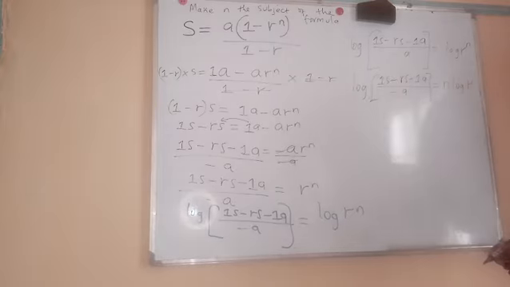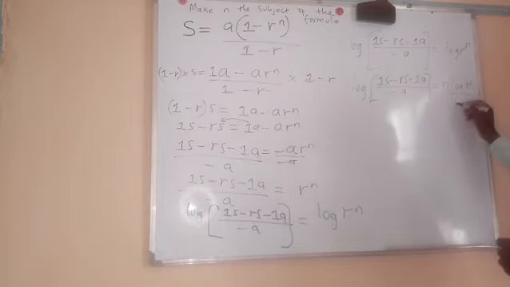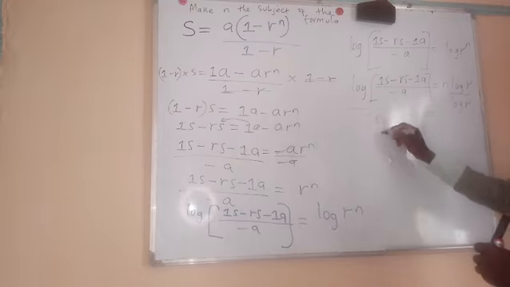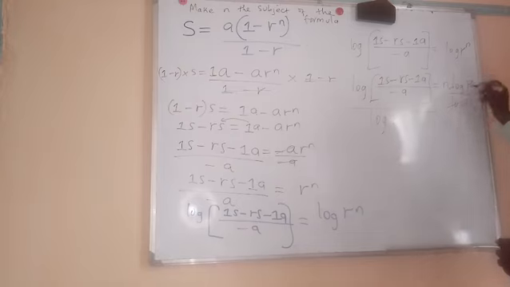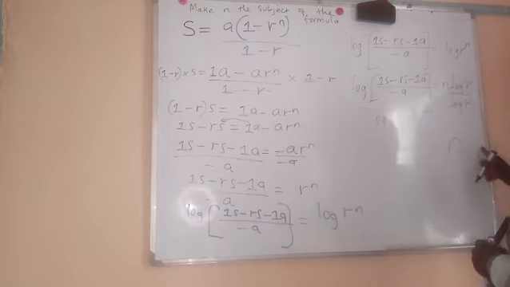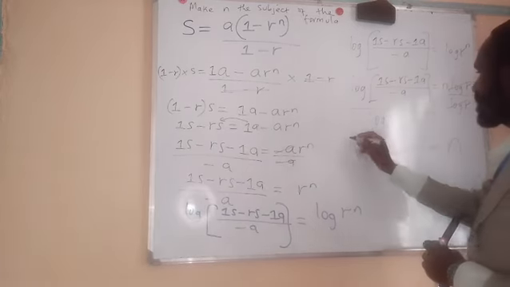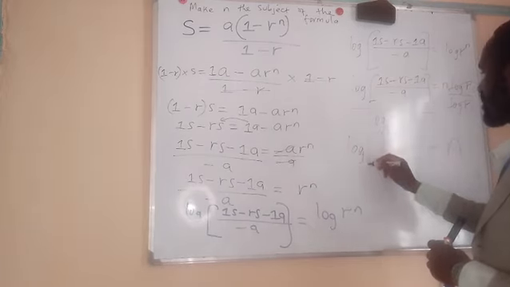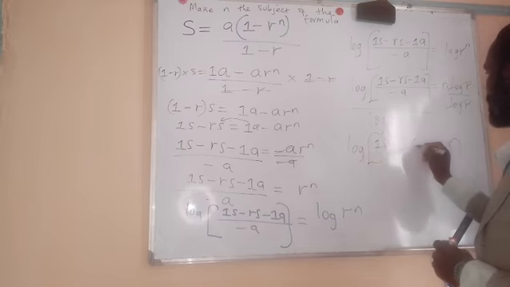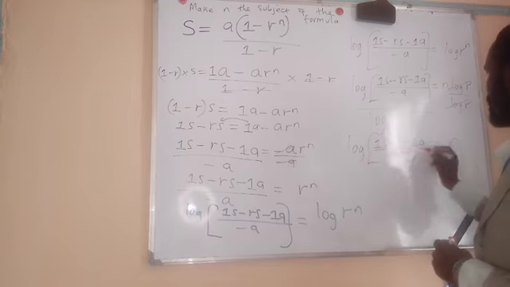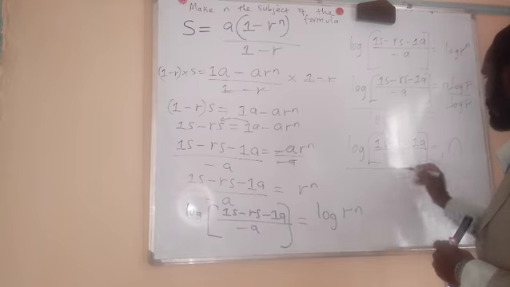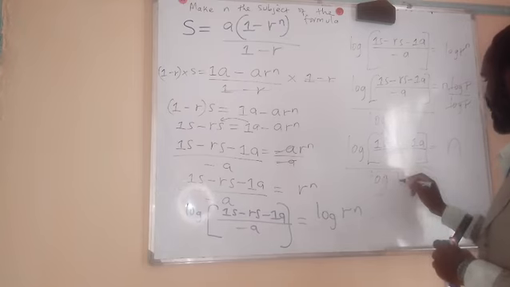Now to be left alone by N, we shall divide all through by log R. Divide by log R. So that at the end of the day, N getting made the subject of the formula must be able to get written like this. N is equal to the logarithm of, open the brackets, 1S minus RS minus 1A. Then you divide this by negative A, close the brackets, and this is further divided by the logarithm of R.